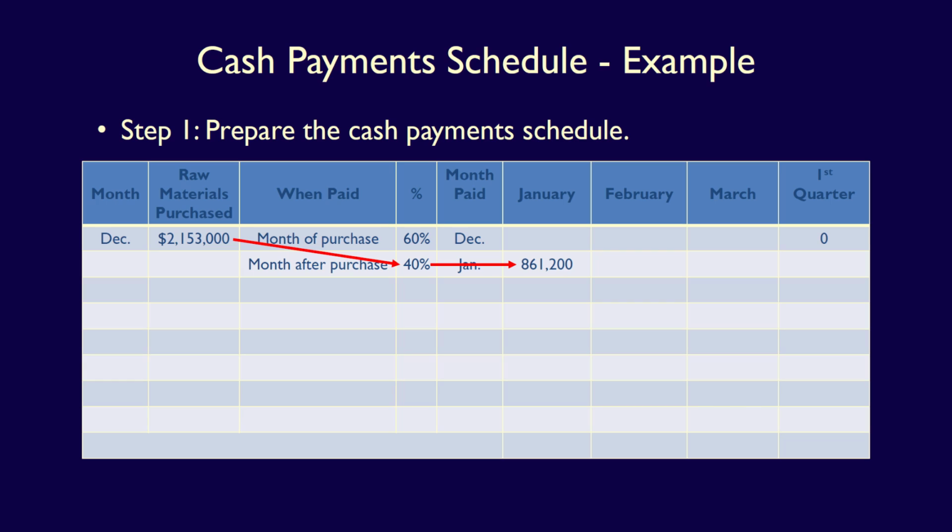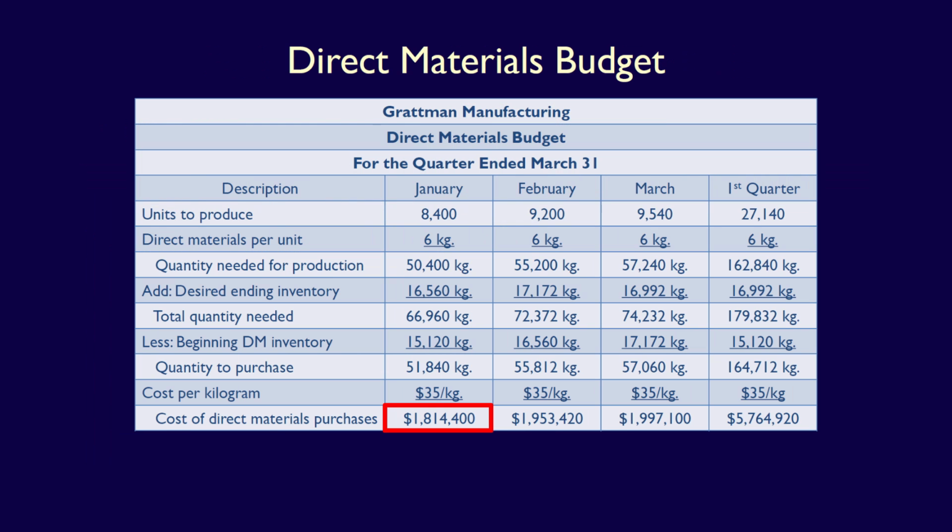Of the $2,153,000 of raw material purchases in December, the company will pay $861,200 in January for those purchases. We can now calculate the total for the first quarter, adding January of $861,200 plus 0 for February, 0 for March, for a total of, first quarter, $861,200. We've now finished December, so we can move on to January raw material purchases, which we get from the direct material budget, a budget we already completed.